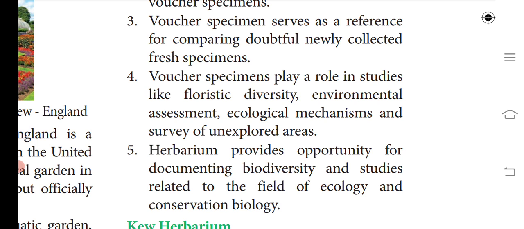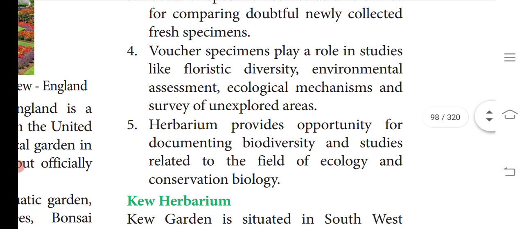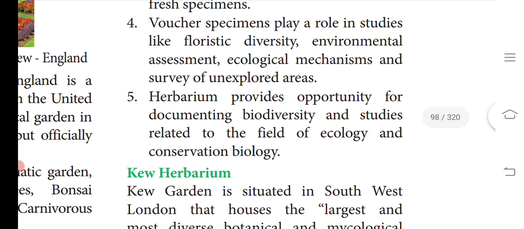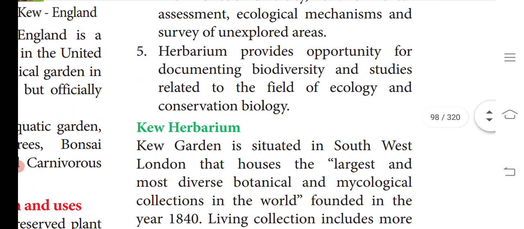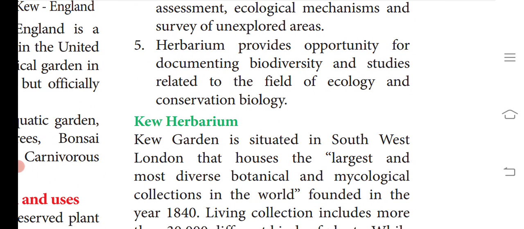You can see here that voucher specimens serve as a reference. When you want to know about a particular plant or identify a plant, you can take a voucher specimen and compare it with the fresh specimen that you have collected. It plays a major role in the study of floristic diversity, environmental assessment, ecological mechanisms and survey of an unexplored area. Then, herbarium provides an opportunity for documenting biodiversity.